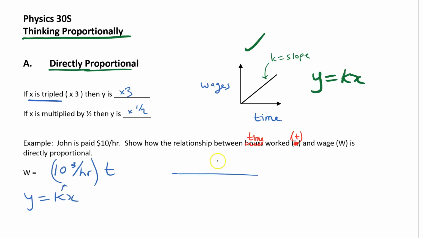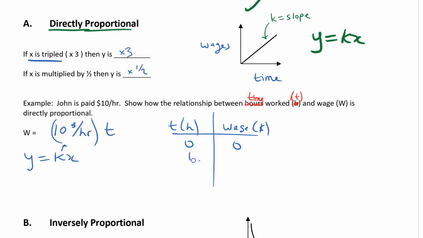Another way I could do this is to say, hey, what if I did a table of values where I said, here's the time that they're working in hours. For example, if they work 0 hours, what's the wage that they will get? And the units for that will be in dollars. Well, they would get 0, nothing. What if they said 1 hour? Then they would get $10. 2 hours, they would get 20. I'll do a couple more here. They would get $40.